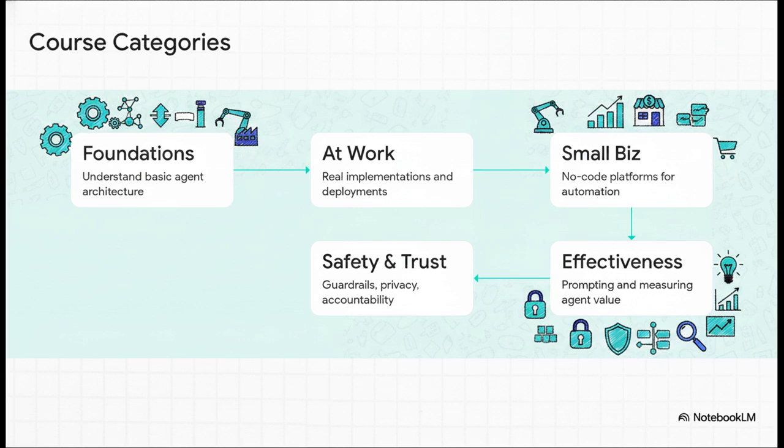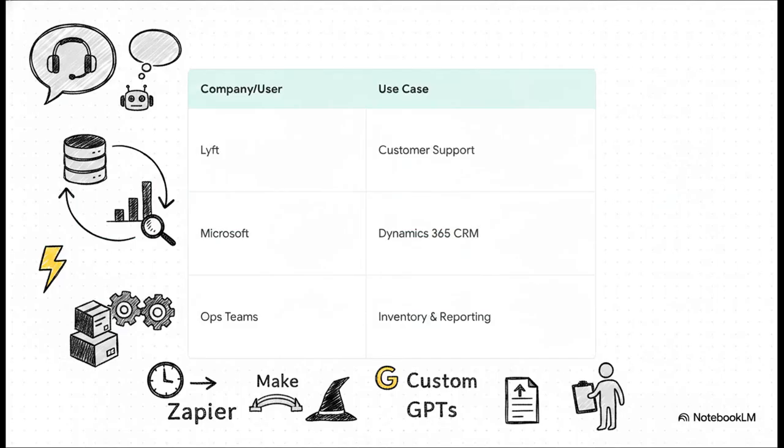It's a highly practical business-level breakdown of the technology. Let's look a bit closer at how they tackle some of these areas. In the Agents at Work and Small Business sections, the curriculum completely ignores those hypothetical science fiction futures. Instead, it focuses on real implementations that are happening literally right now. For example, Lyft is currently using multi-agent systems for their customer support. Microsoft went ahead and built agentic features directly into Dynamics 365.